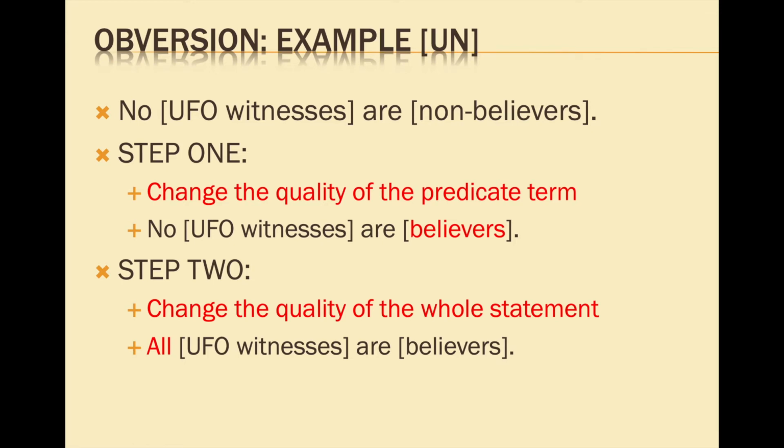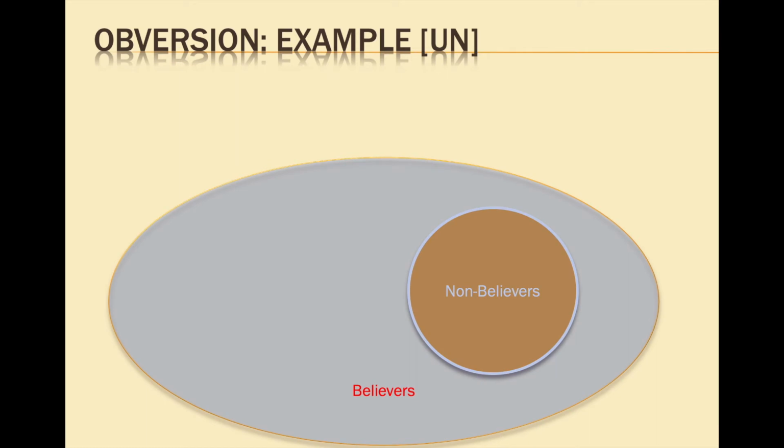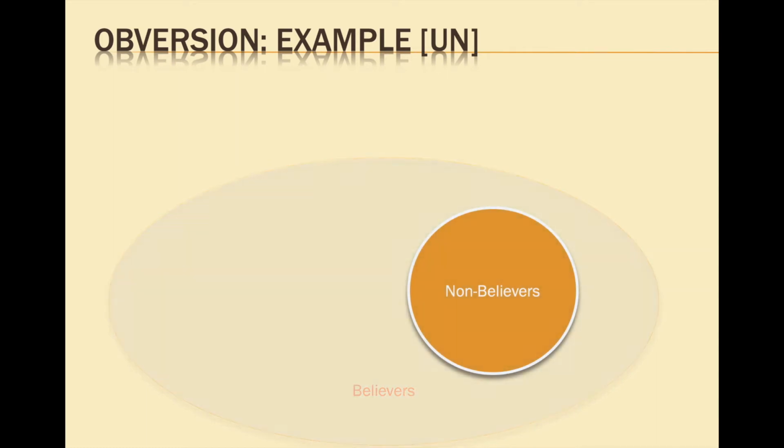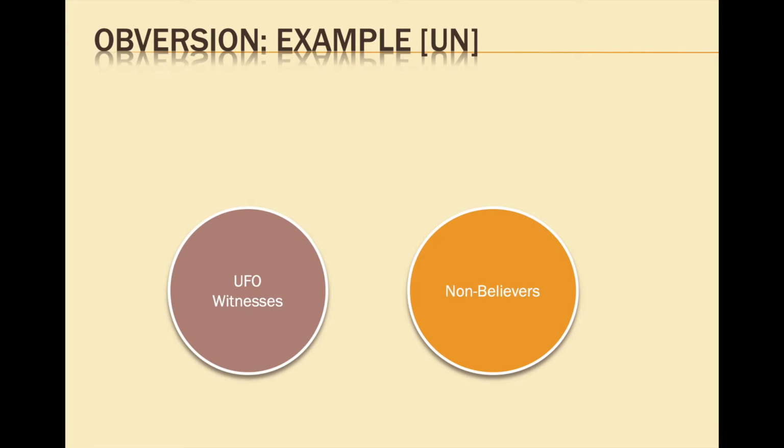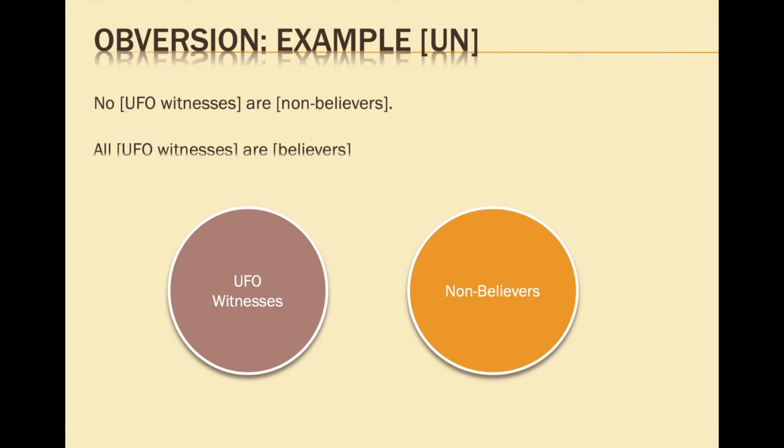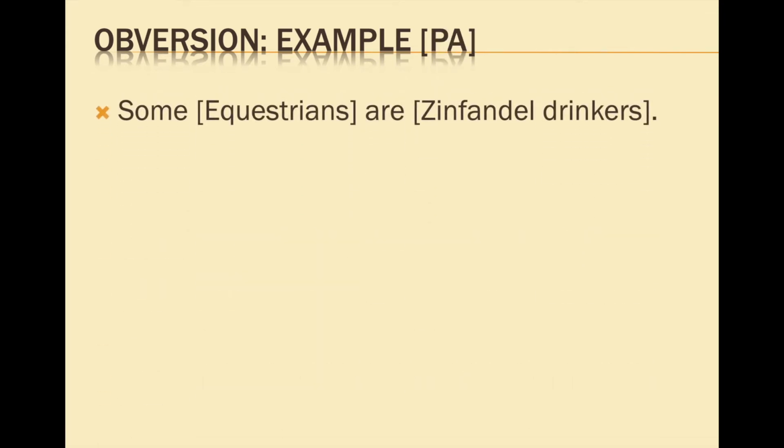And so you can kind of sense as you read both of these that they're effectively saying the same thing. That's what makes them logically equivalent statements. But you can check yourself again looking at the visual display or the Venn diagram for these two statements. We have non-believers and believers, right? That's our predicate term. And then we have UFO witnesses, right? So no UFO witnesses are non-believers. That's represented here.